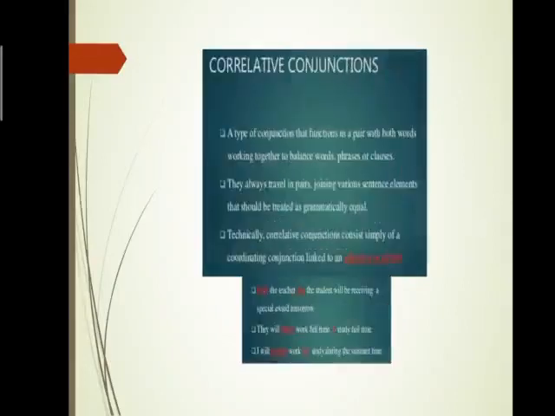Moving on, correlative conjunctions, a type of conjunction that functions in a pair with both words working together to balance words, phrases or clauses. For example, both the teacher and the students will be receiving a special award tomorrow. They will either work full time or study full time. I will neither work nor study during the summer time. These are the types of conjunctions.